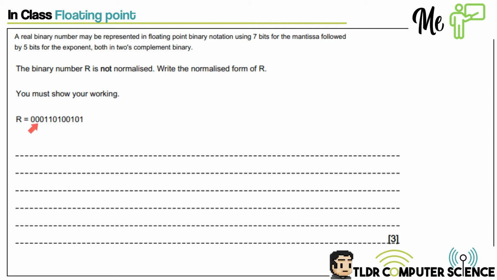So the point should be here, should it not? Yeah. So we're going to have to move it up. Will that make the mantissa bigger or smaller? Bigger. So if we're making the mantissa bigger, what do we have to do to the exponent? Smaller. There we go. So why don't you give it a try?